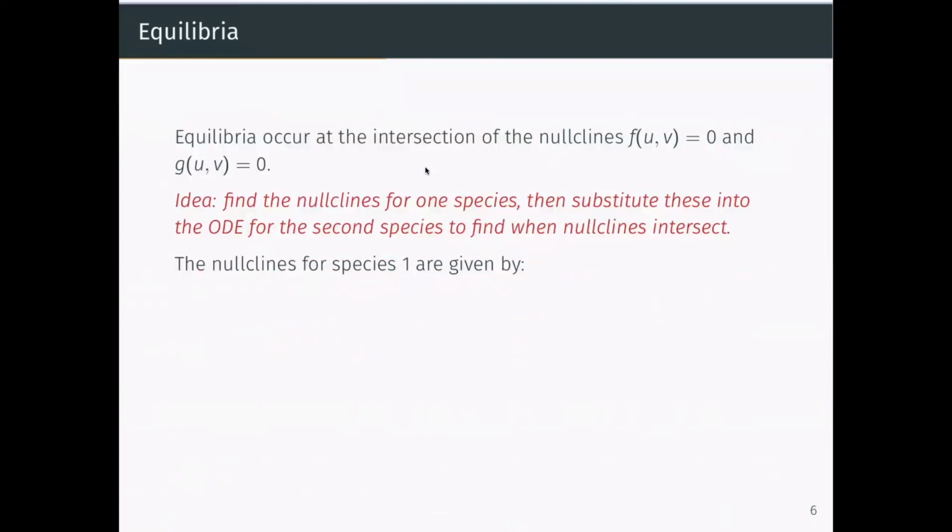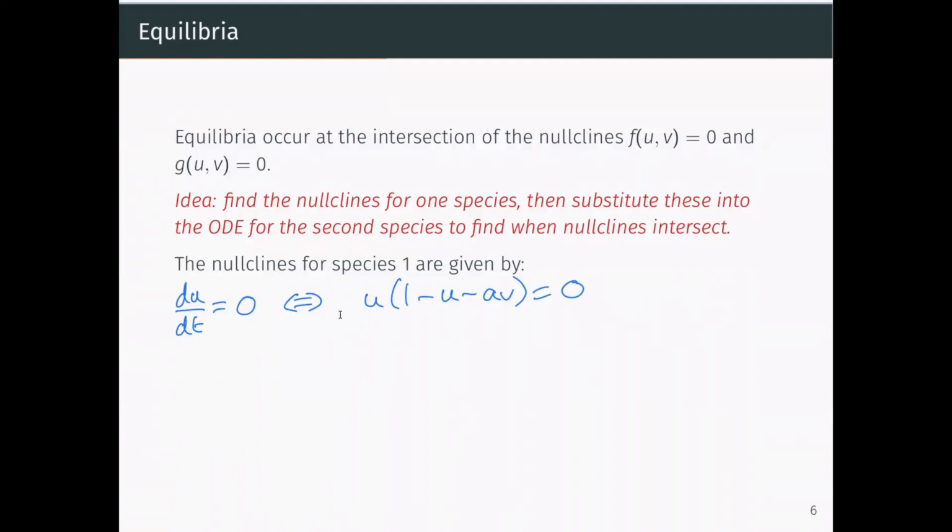So the idea then, if we want to find equilibria for a particular system, is that we can find the null lines for one species and then substitute those into the ODE for the second species to find when those null lines intersect. Okay, so let's think about our competition model. We want to think about null lines for species 1. So du/dt is equal to 0 when u times (1 - u - av) is equal to 0. This is just from the competition model that we had at the beginning.